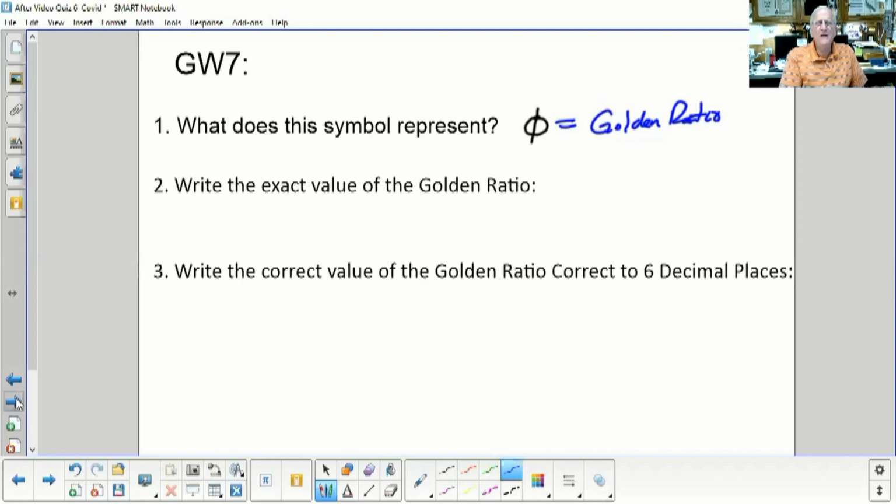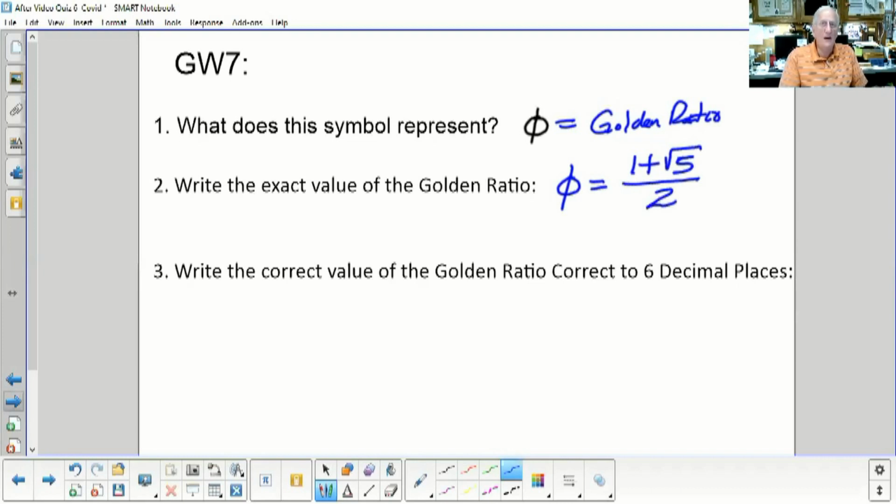I will expect you to know this, but I will not test you on that derivation, okay? So we ended up using the quadratic formula in the end, and we found that the exact value of the golden ratio is that phi is equal to 1 plus the square root of 5 all over 2.